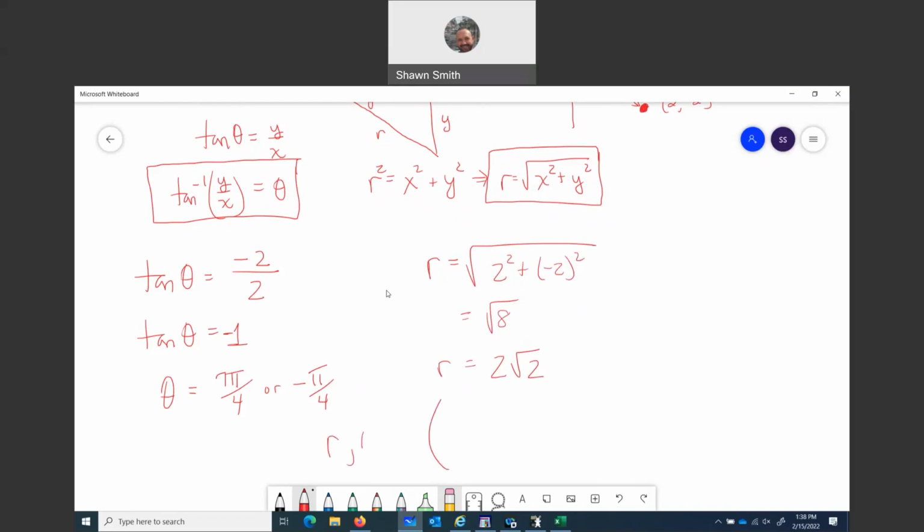So r, theta is going to be equal to 2 square root of 2, comma, pick whatever theta you want, 7 pi over 4. Or 2 square root of 2, and a negative pi over 4.